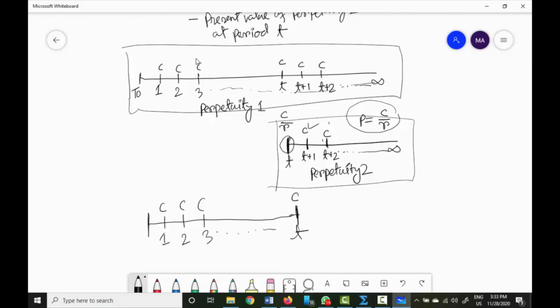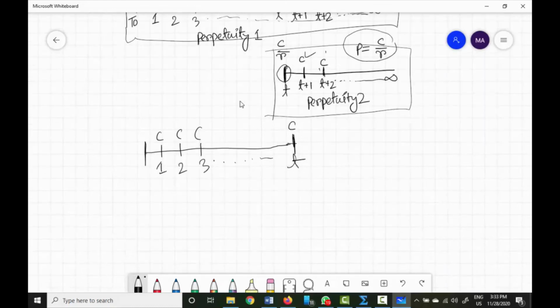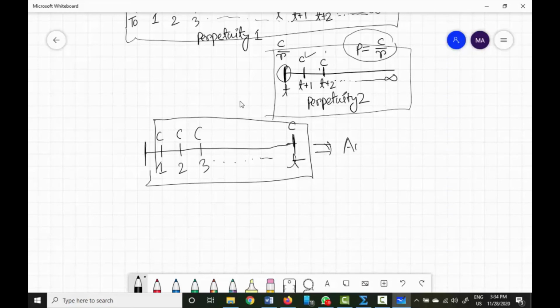That means if you deduct cash flows of perpetuity 1 minus cash flows of perpetuity 2, in that case you will get an annuity. This is an annuity, because here cash flows are the same amount at equal interval periods and limited to only a fixed period, T. So this is an annuity. How do we get the annuity?